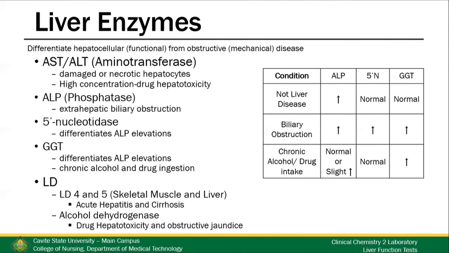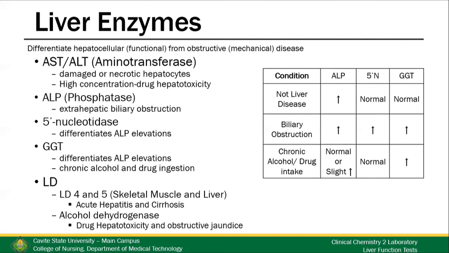Next is the GGT. It also differentiates ALP elevations. It is also used to detect chronic alcohol and drug ingestion. It is elevated in the serum of almost all patients with hepatobiliary disorders. Highest levels are seen in biliary obstruction and chronic alcohol and drug ingestion. GGT level returns to normal after 3 to 6 weeks of abstention from alcohol, making it a useful test for compliance in alcohol reduction programs. So this GGT is a usual test in detecting alcoholic patients or chronic alcohol drinkers, okay?